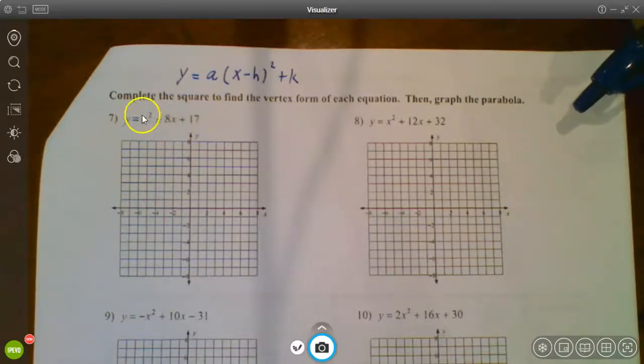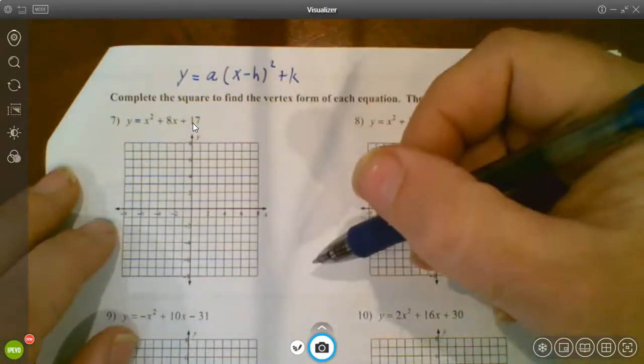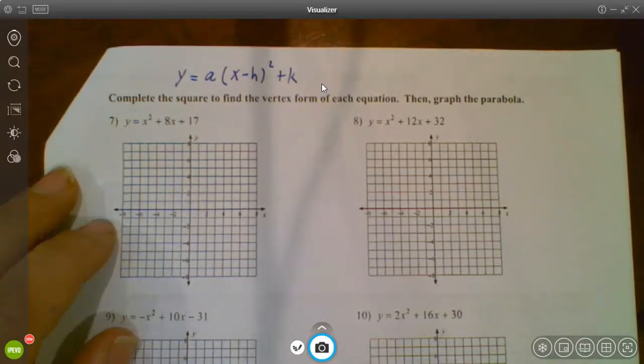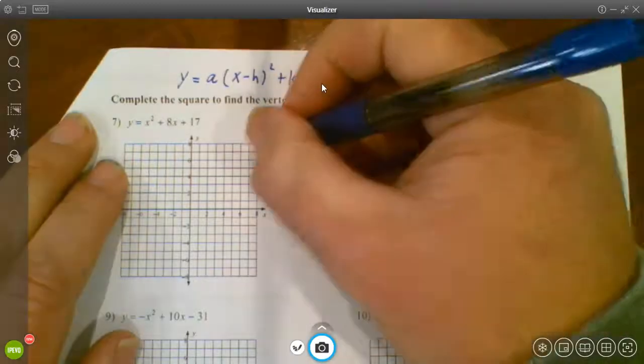So the issue is I need this to be a perfect square. The 17 is not what we need there. So what we need there, and I'm going to squeeze it into this space right here. If that's not enough room for you, you're welcome to do this on a separate sheet of paper. Otherwise, just write nice and small and neat if you want to keep it on this page. So here's what we're going to do.